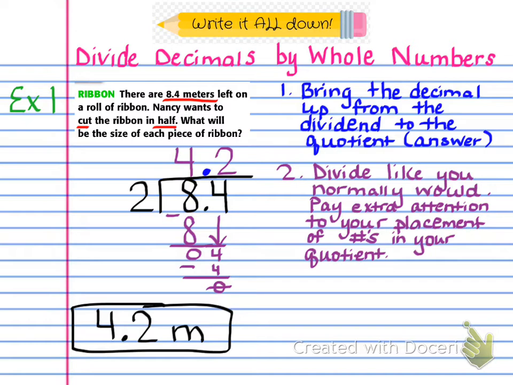Now make sure, because this is a word problem, that you have written the M at the end so that we know 4.2 what? Are these giraffes, camels, cows, parties? Meters. They're meters. So you want to make sure that you have the units at the end.